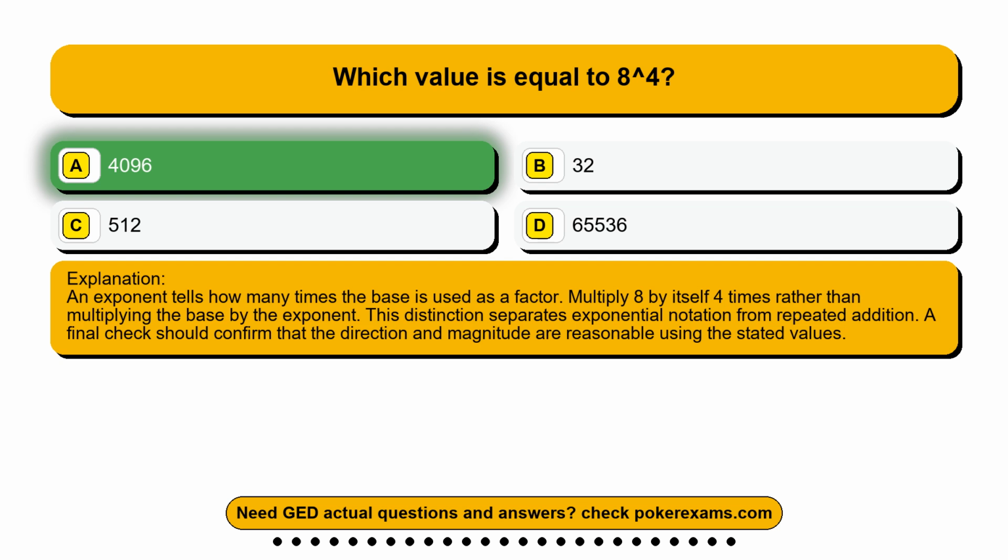An exponent tells how many times the base is used as a factor. Multiply 8 by itself 4 times rather than multiplying the base by the exponent. This distinction separates exponential notation from repeated addition. A final check should confirm that the direction and magnitude are reasonable using the stated values.